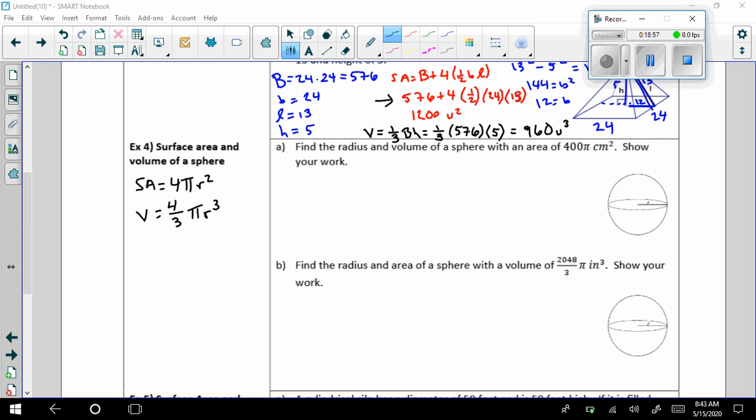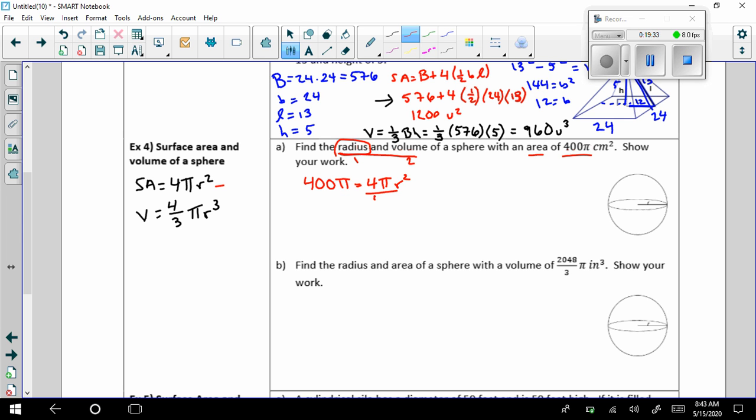So here's your formulas for a sphere. Reintroducing pi and radius. Once again, anytime a circle is involved. So find the radius and volume. We're finding different things here. If the area is 400 pi centimeters squared, so use your surface area formula starting out. So 400 pi is equal to 4 pi r squared. So we need to find our radius first, and then we can use that to find our volume.